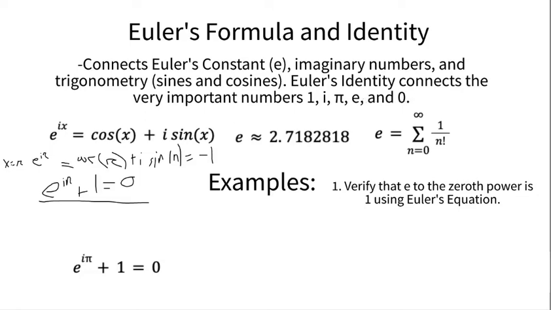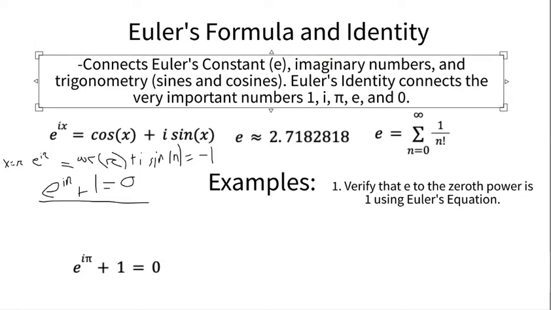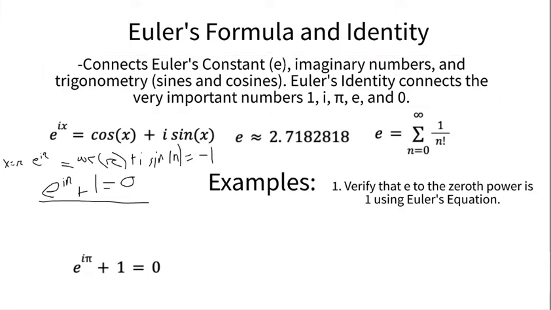First, verify that e to the 0th power is 1 using Euler's equation. Okay, so I'm pretty sure that they knew that e to the 0 would be 1 before Euler came out with this, but still it's good to verify that it all makes sense. So we're just going to plug in x equals 0. So e to the i 0, i times 0, equals, this is the same thing as e to the 0, so I'm just going to write equals e to the 0.